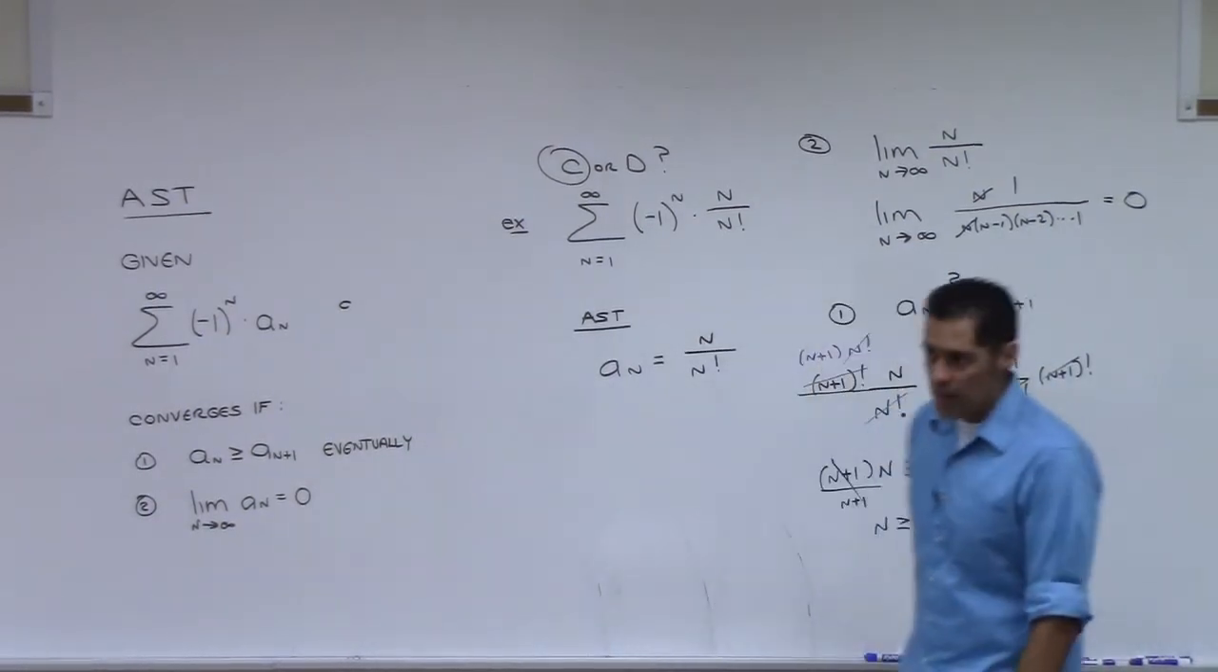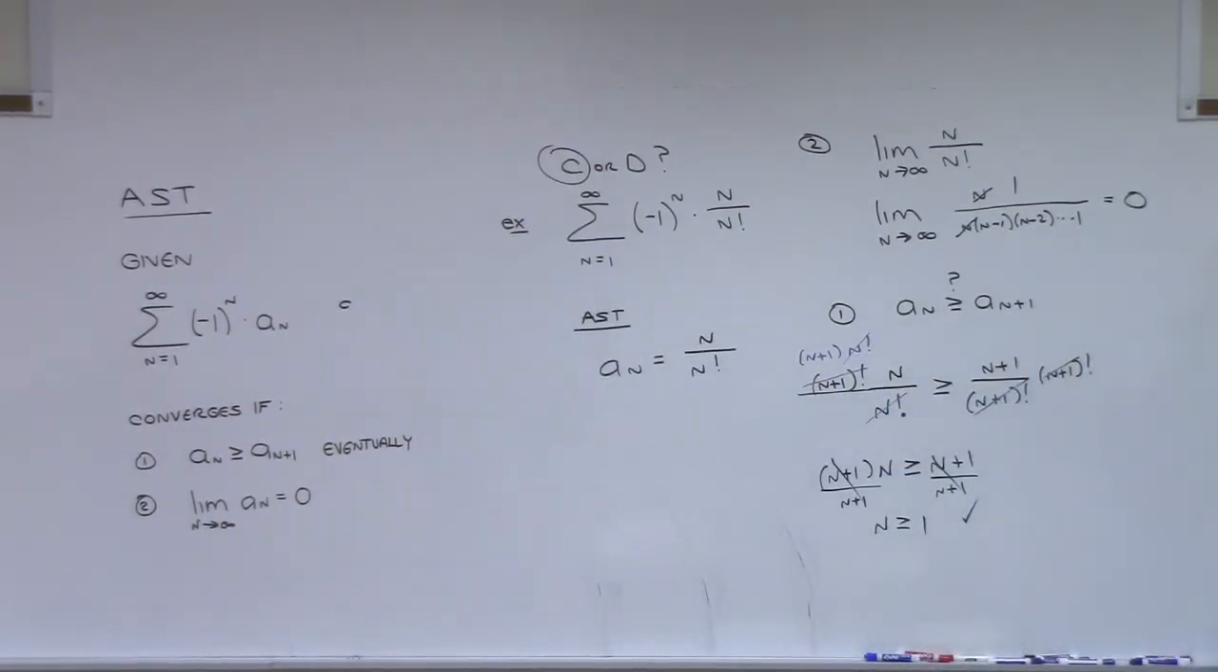Okay, any questions on that? Yes? You can just rewrite it as 1 over n minus 1 factorial, right? Yes. Yeah, you could. You could, yes.